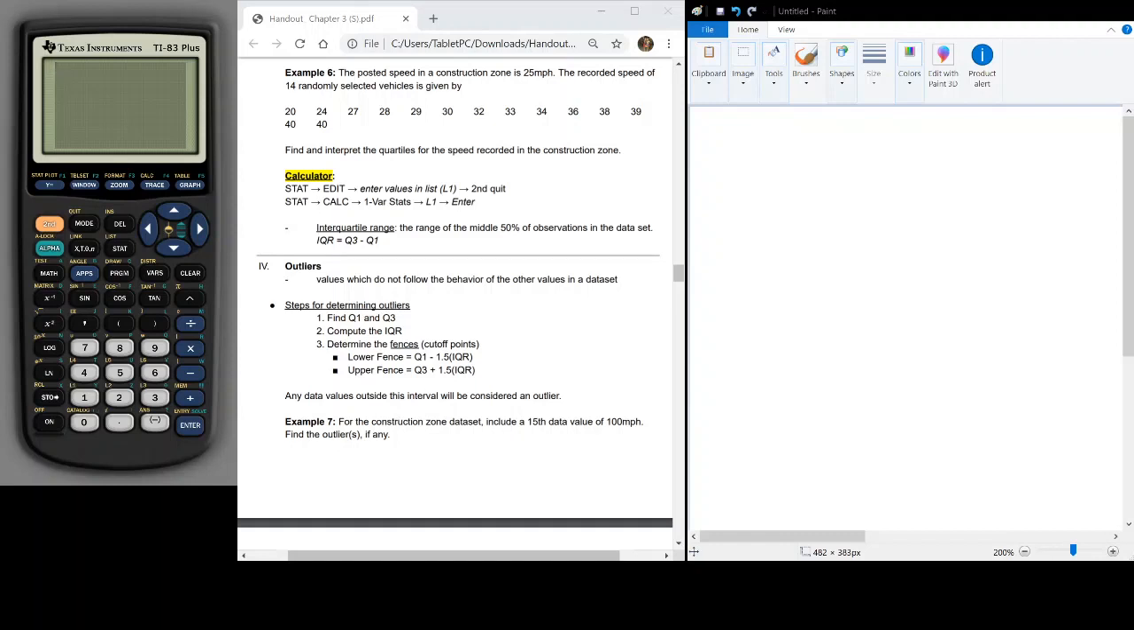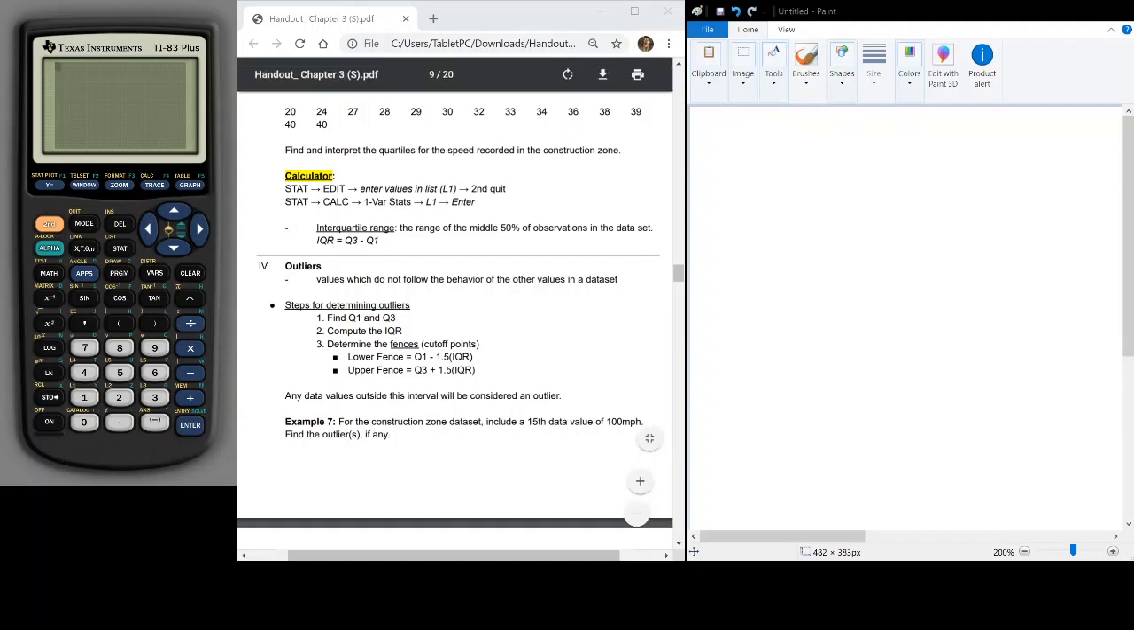So notice in example 6, the posted speed in a construction zone is 25 miles per hour. The recorded speed of 14 randomly selected vehicles is recorded, and here we record the miles per hour in the construction zone. Now, anytime you're given data like this, we would like to interpret data.